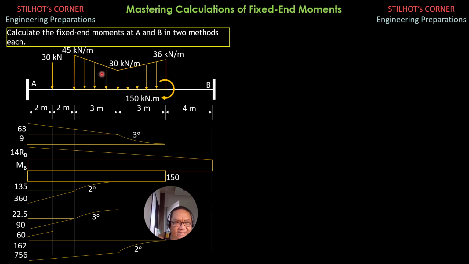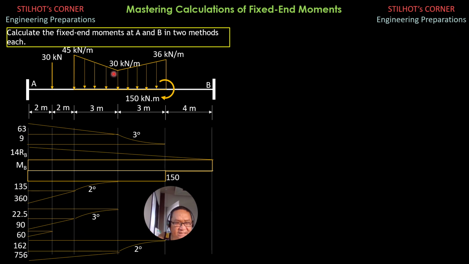Then for this trapezoidal loading, we divide this into two parts, rectangle and triangle. For the rectangle, 30 times 3 times 1.5, and that's 135 kilonewton meter, and it is a second degree curve, which is represented by this. Then 30 times 3 is 90, so there is an equivalent concentrated load here, 90 times 4, so that's why we have an extension 360.